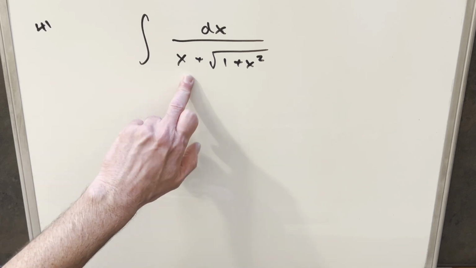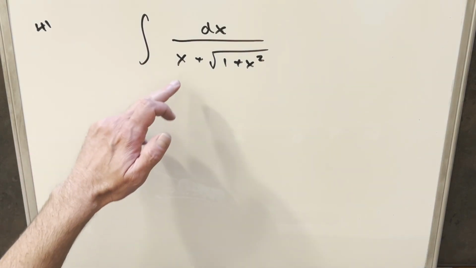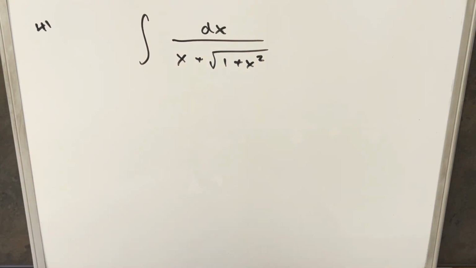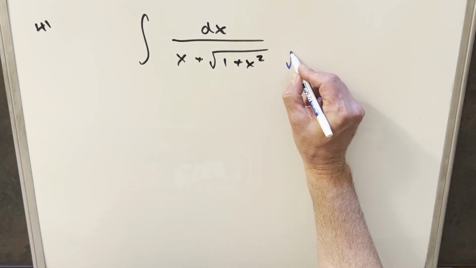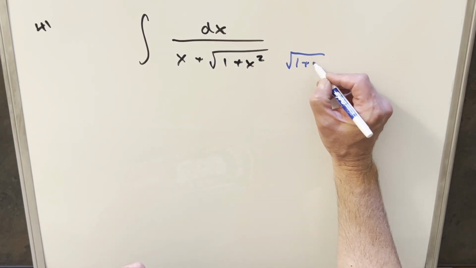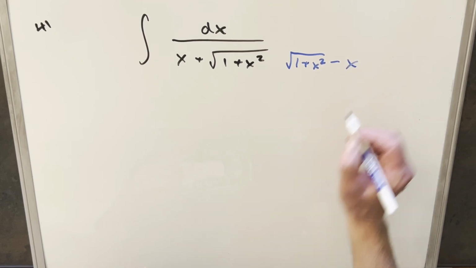In the other one, we did a u substitution for the denominator, and then we rationalized later. What I want to do for this one is actually rationalize the denominator first by multiplying by the conjugate. I'm going to write it this way. We'll multiply by square root of 1 plus x squared minus x.